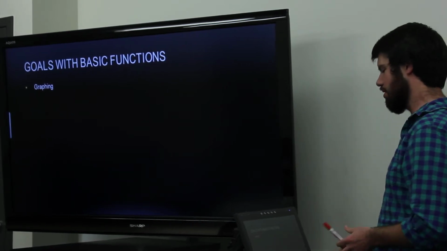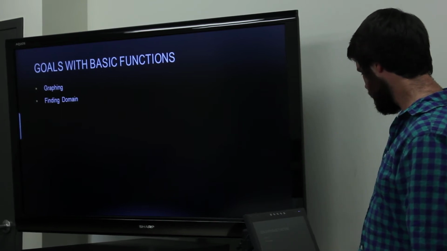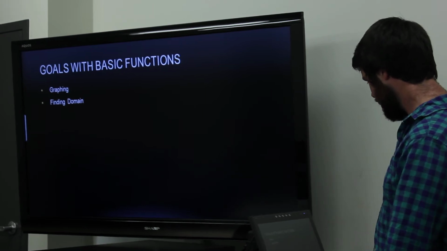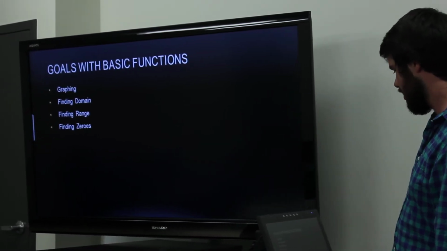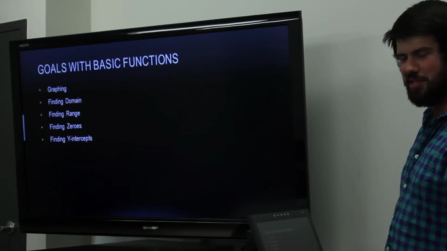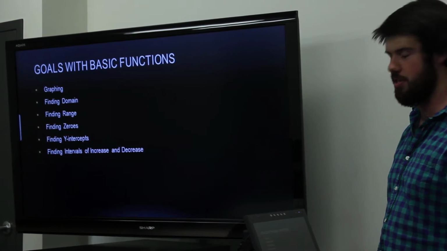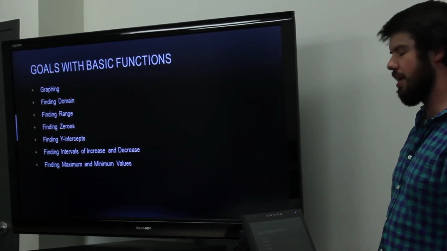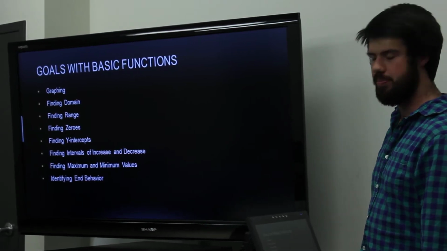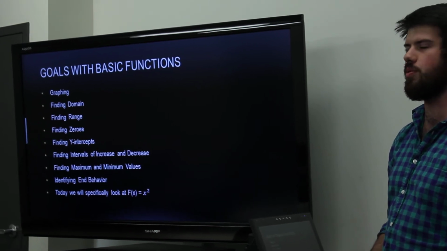Today we're going to be looking at some basic functions and looking at graphing specifically. So, today we'll be learning how to find the domain, find the range, find the zeros, find the y-intercepts, find intervals of increase and intervals of decrease, find max and min values, identify end behavior, and today we'll specifically be looking at f of x equals x squared.